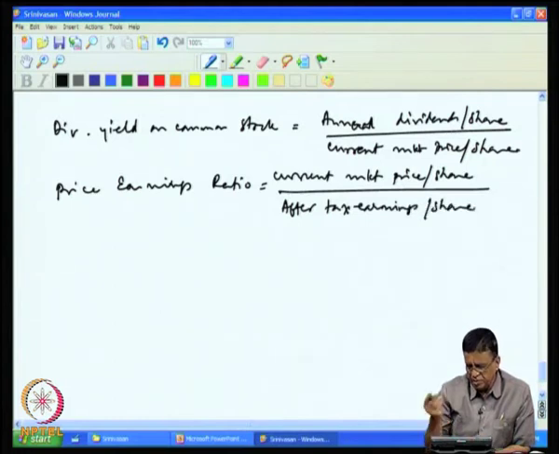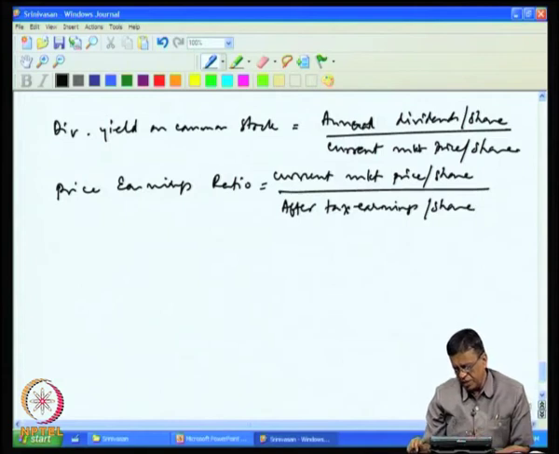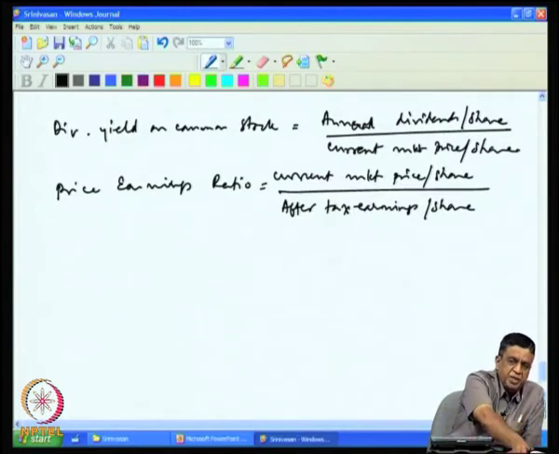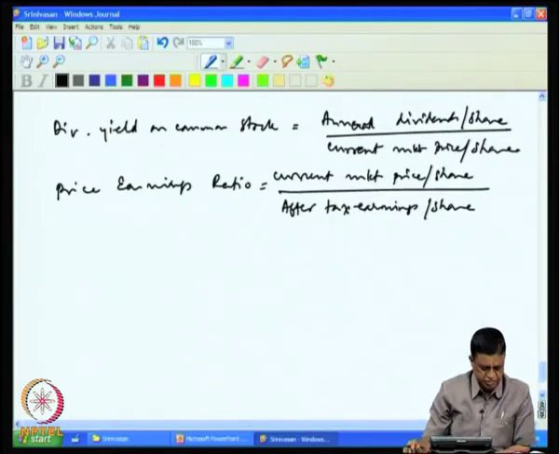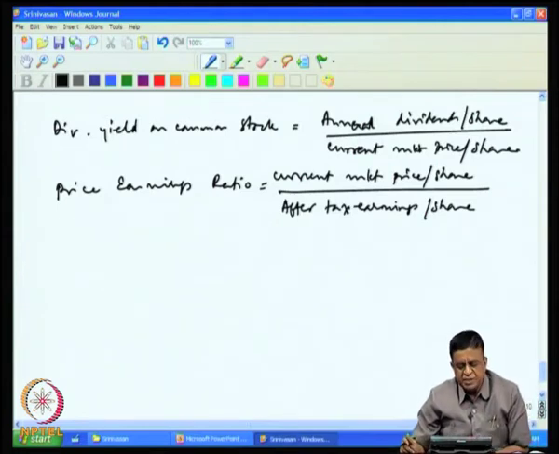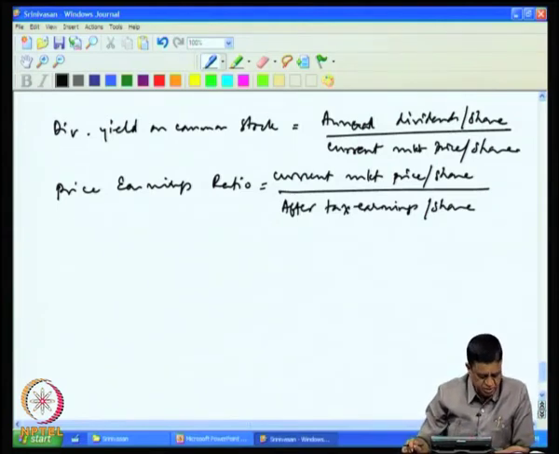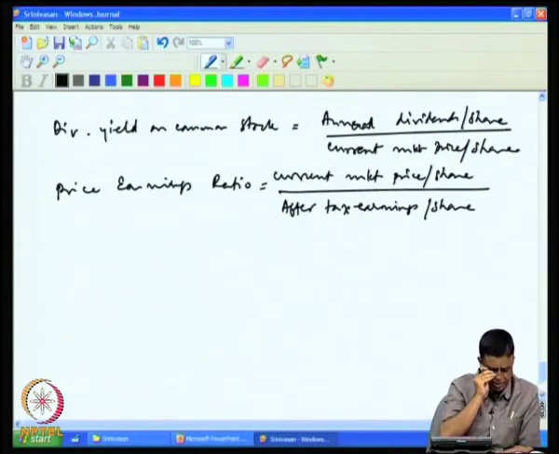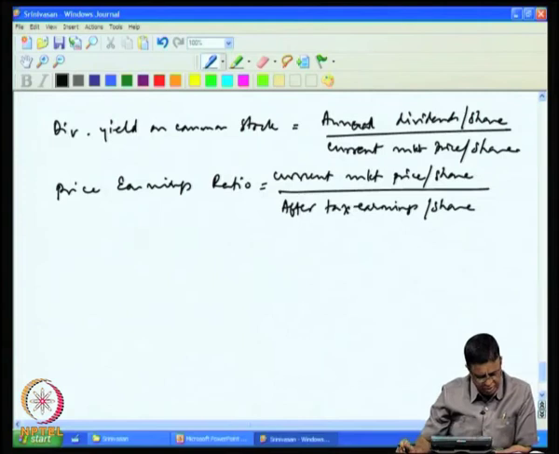So, suppose your share earnings cross a particular level, you may have to pay tax to the government. So, after tax earnings per share, what does this give you? It tells you faster growing or less risky firms tend to have higher price earnings ratios than do slower growing or more risky firms.